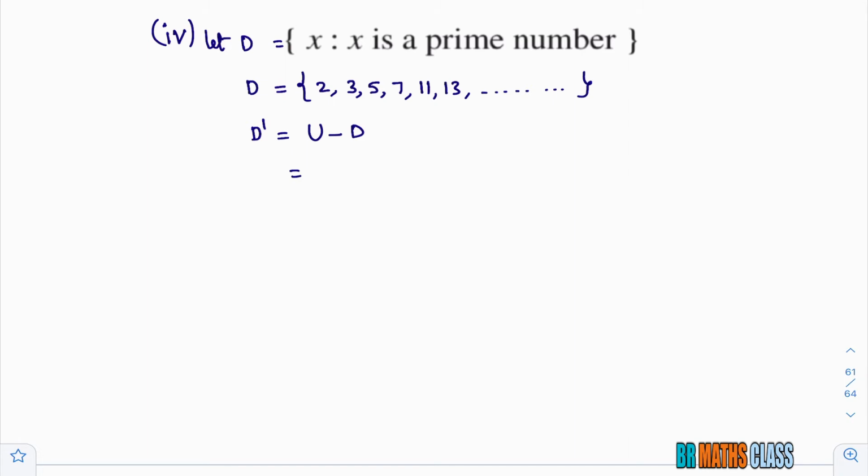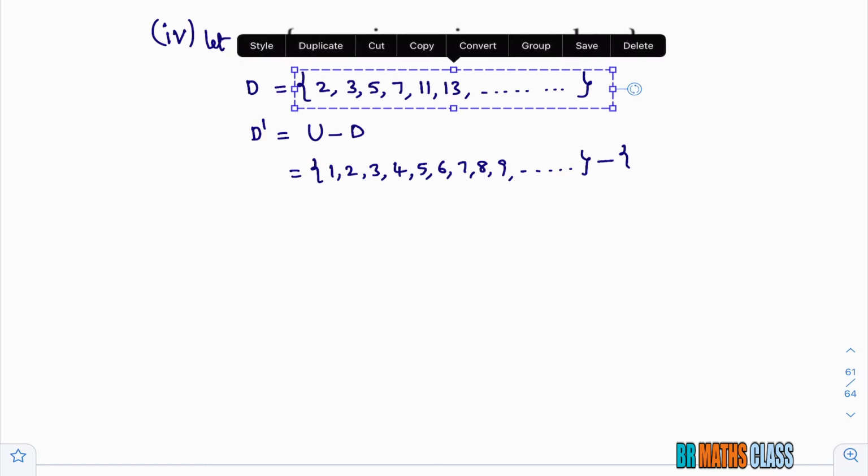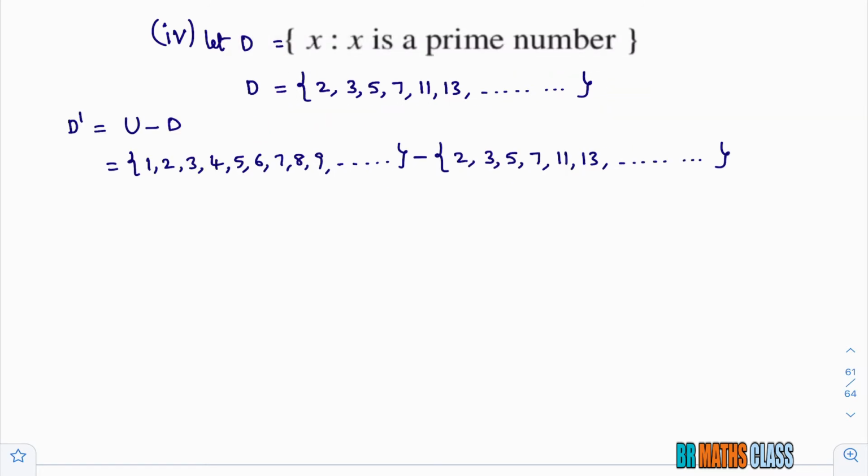What is the D dash formula? U minus D. What is the universal set? Universal set is 1, 2, 3, 4, 5, 6, 7, 8, 9, like that. The set of all natural numbers is the universal set. Minus, what is set D? This is set D, the set of all prime numbers. You see here, universal set minus D. You identify the common elements. 2 is common in both, 3 is common in both, 5 is common in both, 7 is common in both, right? 11 is common in both, 13 is also common in both.